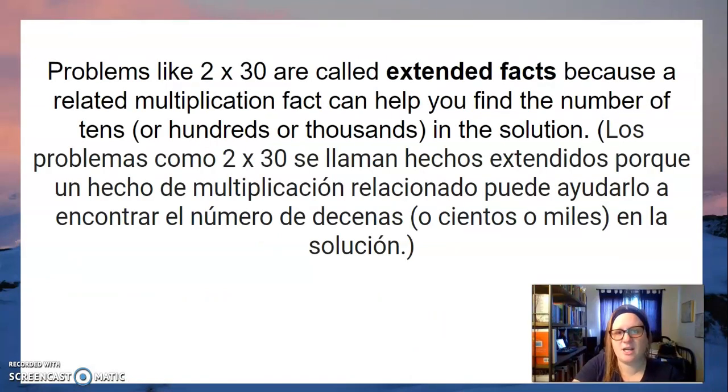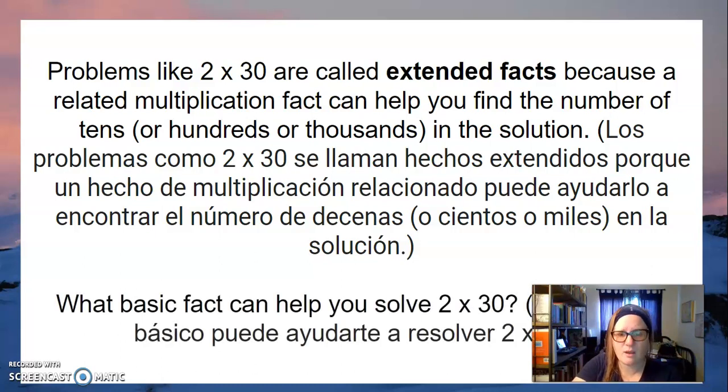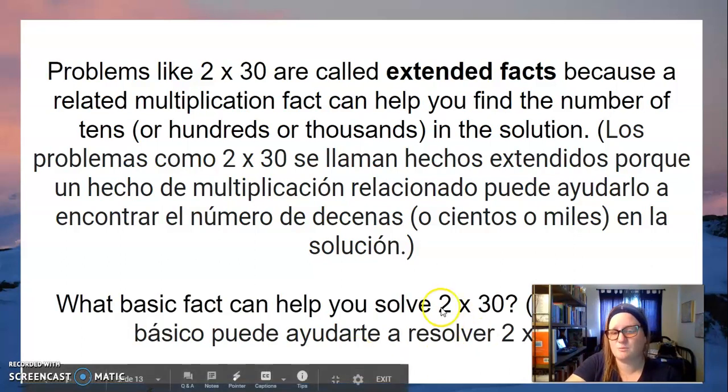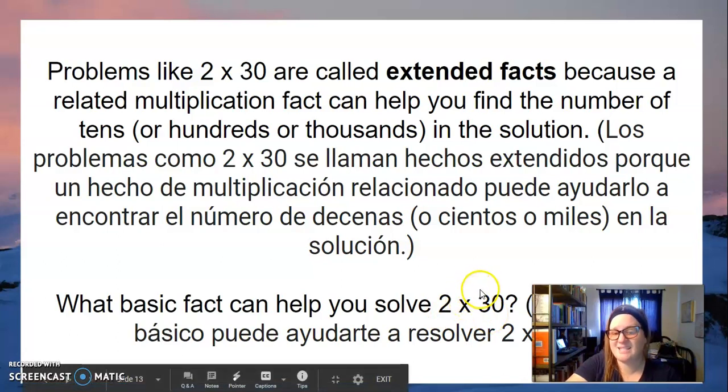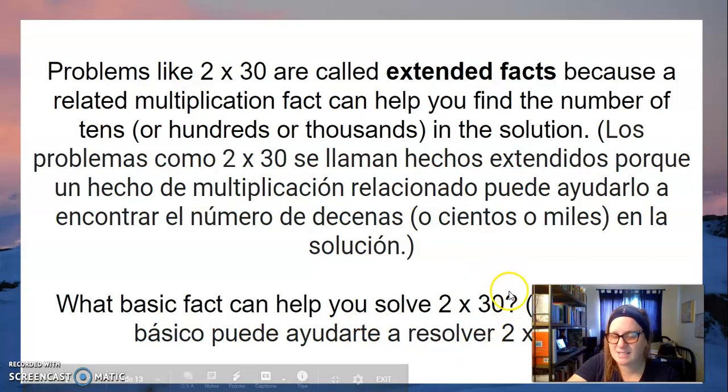Problems like 2 times 30 are called extended facts because a related multiplication fact can help you find the number of tens or hundreds or thousands in the solution. What basic fact can help you solve 2 times 30? What is something that is related to 2 times 30? If we're looking at 2 times 3 tens, okay, our basic fact is going to be 2 times 3. So if 2 times 3 is 6, and we have 6 tens, our answer is still going to be the same.